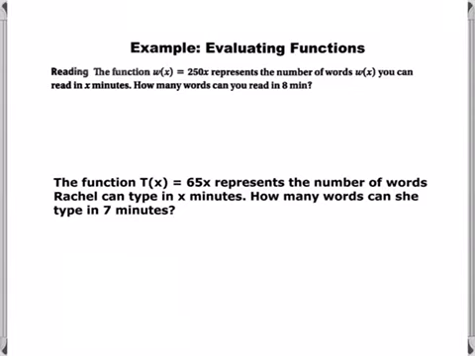All right, so now we're talking about evaluating functions. So in the first one, the function w of x equals 250x represents the number of words w of x you can read in x minutes. How many words can you read in 8 minutes? So in this problem, they're asking us to plug in 8 for x. So we're going to get w of 8, or in this case, the words you can read in 8 minutes equals 250 times 8. So in this case, you can read in 8 minutes right around 2,000 words.